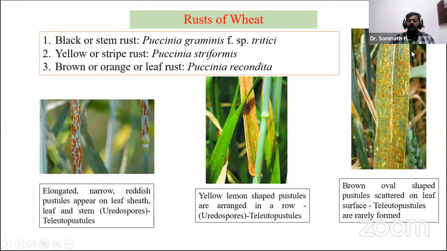The third important rust is brown or orange leaf rust. There is no lining or any pattern of occurrence of the pustules on the leaves. Irregular, brown, oval shaped pustules appear on the leaves, and these are scattered. In brown or orange leaf rust, there is rarely any formation of teliospore pustules.